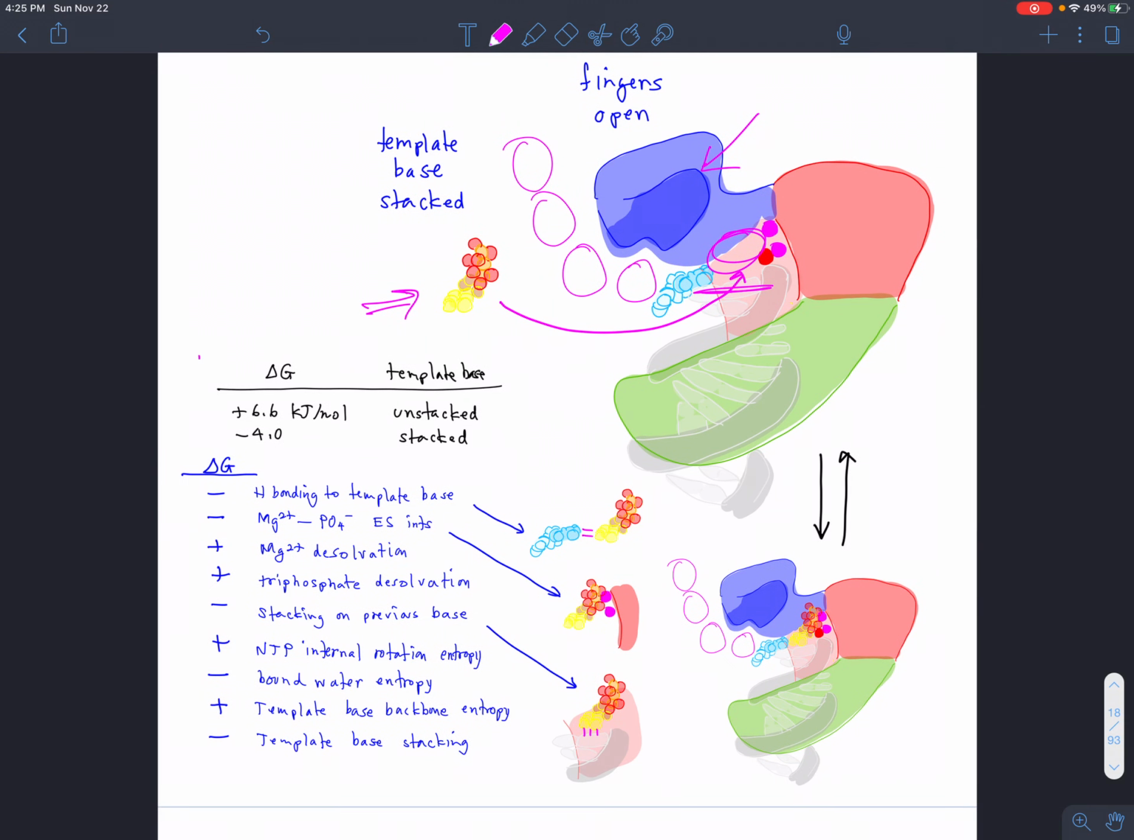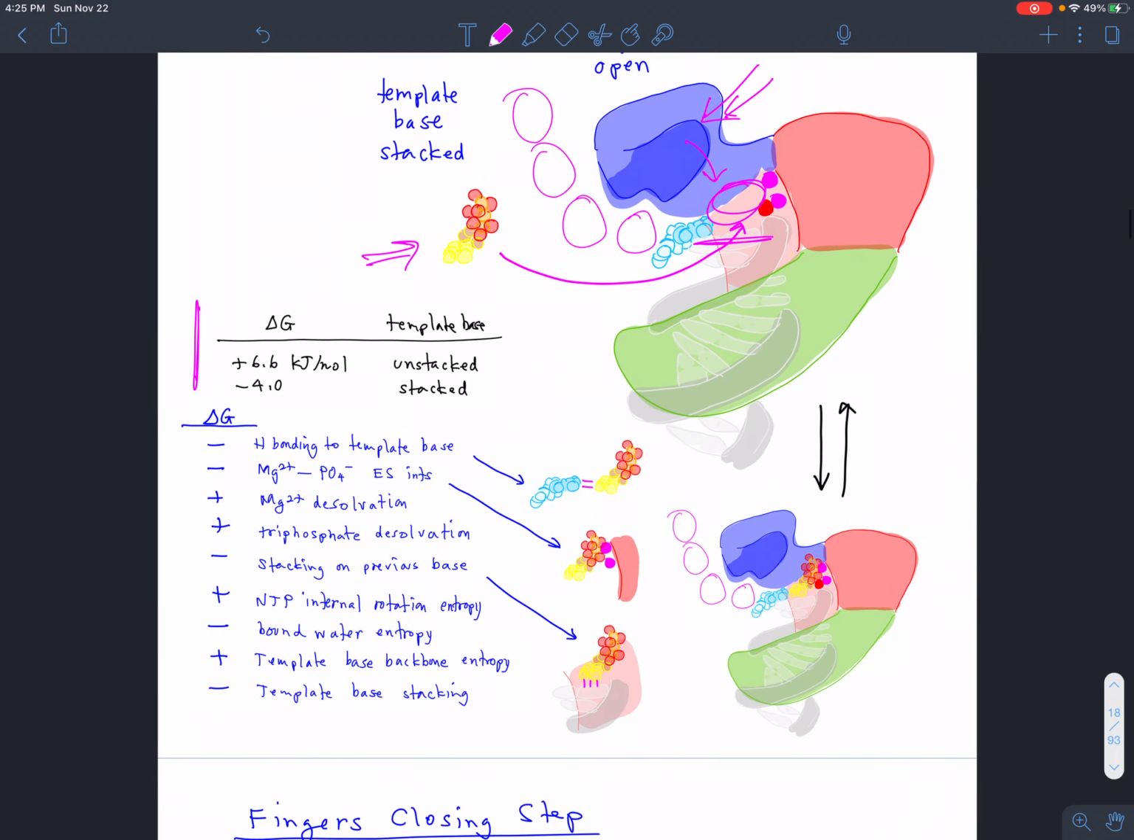The delta G associated with that binding step by itself: it's not completely bound yet because the fingers are still open. When the fingers clamp down, it's really bound, but it's in an earlier stage right now. Even so, as long as this template base is in the correct position, not hanging out someplace else, as it can be in some crystal structures, then there's a negative delta G.